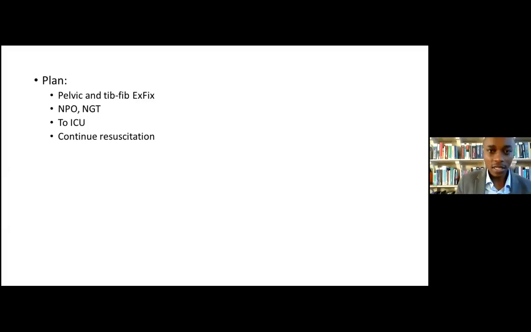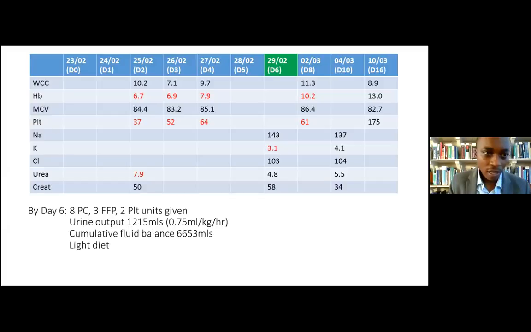This table just shows the blood parameters during the patient's stay in ICU. So the column on the 29th of February, which is in green, that's when the patient went to theater. So you can see the trends in the hemoglobin. The patient was anemic, and looking at the platelets, also thrombocytopenia.